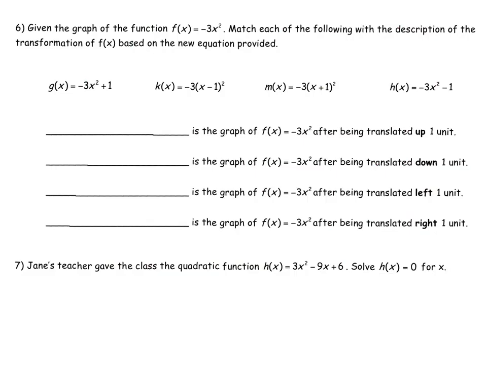All right, so number 6, I'm skipping 5 because we've actually done 5 in class before. If we look at 6, I give you the following graph. We have f of x equals negative 3x squared. I'm asking you which of the following is going to describe each of these transformations. So if I look, negative 3x squared, after it's translated up 1 unit, well, this has the plus 1 out front, so it's got to be g of x.